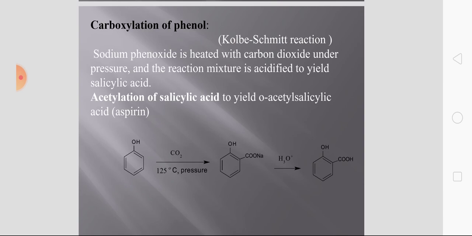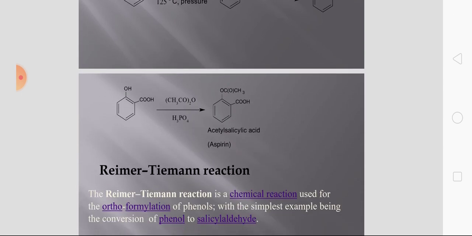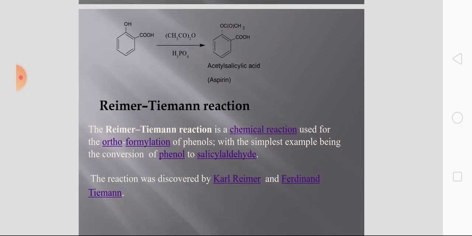And acetylation of salicylic acid. Acetylation of salicylic acid means when it is reacted with acetyl chloride or acetic anhydride, then the OH group reacts with this, and acetyl salicylic acid will be formed. The common name of this is aspirin, and aspirin works as both analgesic and antipyretic. This is also an important reaction.